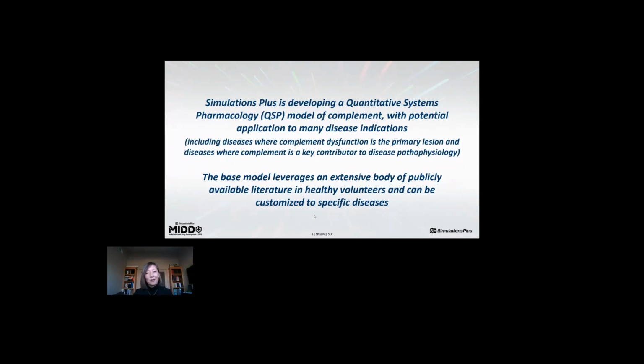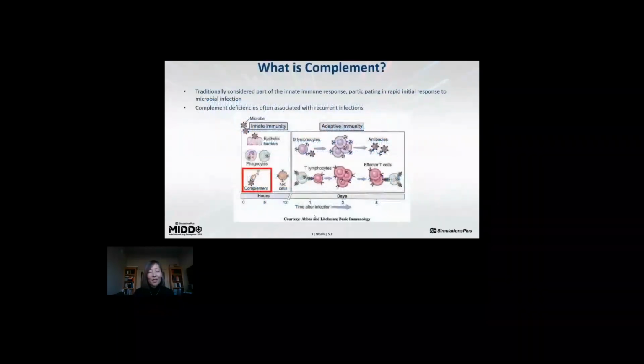particular drugs of interest. So in this talk, I'm going to spend the first part talking about why we're so interested in complement and why we think this is a great opportunity. And in the second part, I'll talk about what we've done to date and where we're headed for the future. So let me start with the basics.